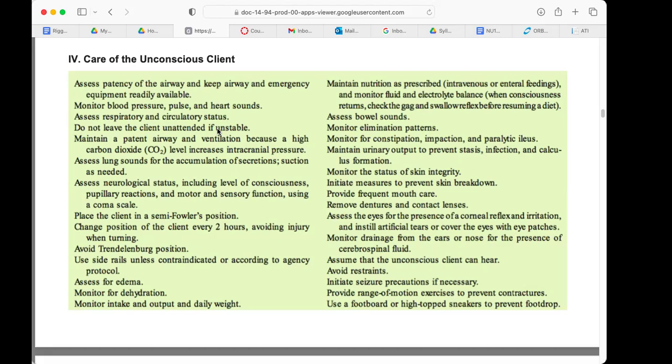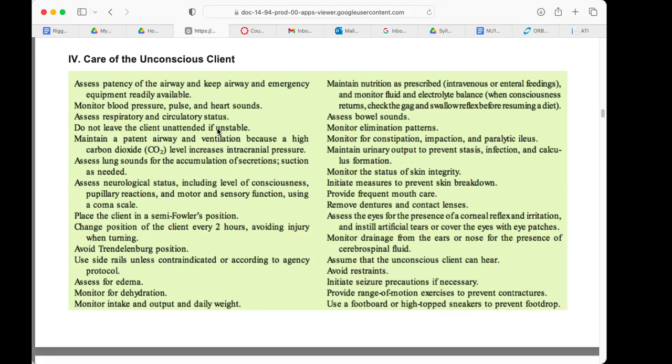Remove dentures and contact lenses. Obviously, we don't want any kind of blockage of the airway with the dentures, and we don't want the contact lenses to roll in the back of their eyes, or we don't want any damage while the contact lens is on the eye.